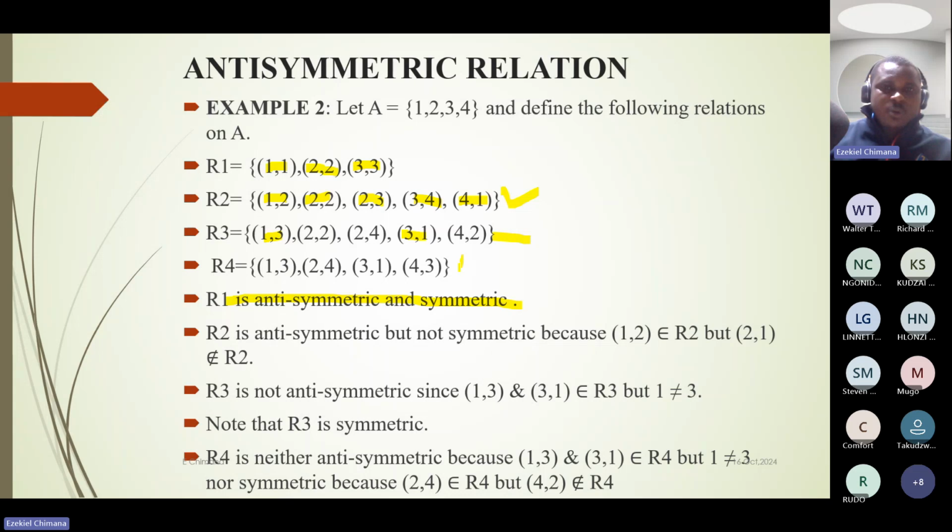And then for R4, is R4 antisymmetric? We've got a 1, 3 and a 3, 1. So it's not antisymmetric because of that. So R4 is not antisymmetric because 1, 3 and 3, 1 are present there. Also, it is not symmetric as well, because we have got a 4, 3 but 3, 4 is not there. So that's how you check if the relation is antisymmetric.